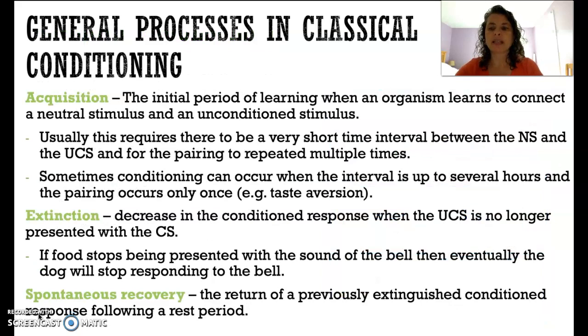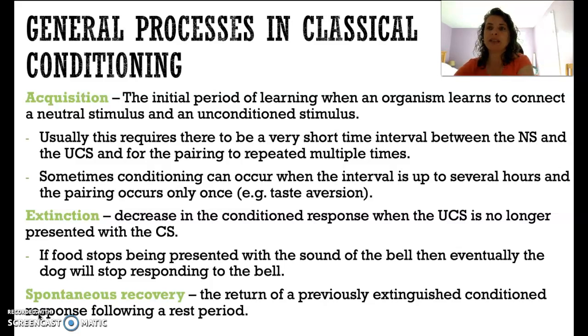The conditioned response can be strengthened or weakened based on the consistency of the presentation of the conditioned stimulus with the unconditioned stimulus. Acquisition is the initial association of the neutral stimulus with the unconditioned stimulus. A very short time interval usually is required for the organism to associate the neutral stimulus with the unconditioned stimulus. If the bell was rung 5 minutes before the food was presented, the dog might not begin to salivate at the sound of the bell.